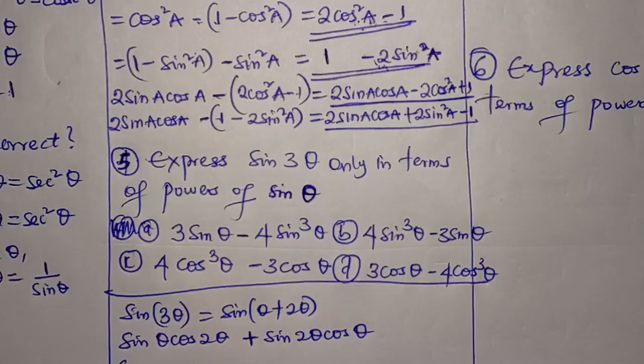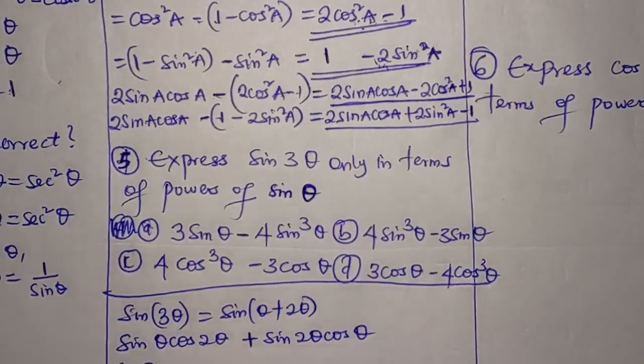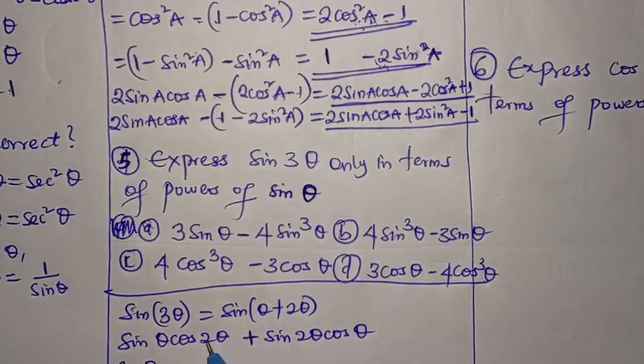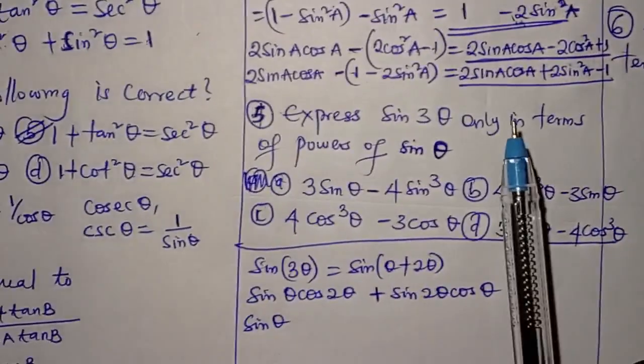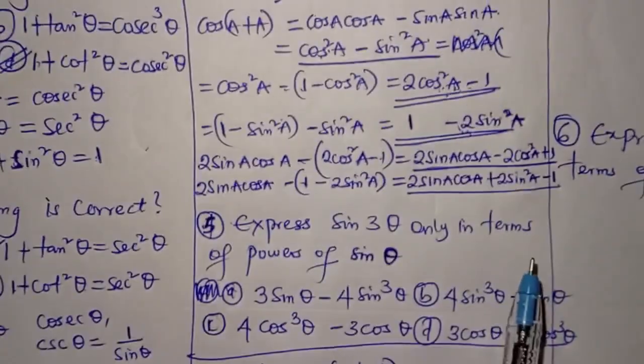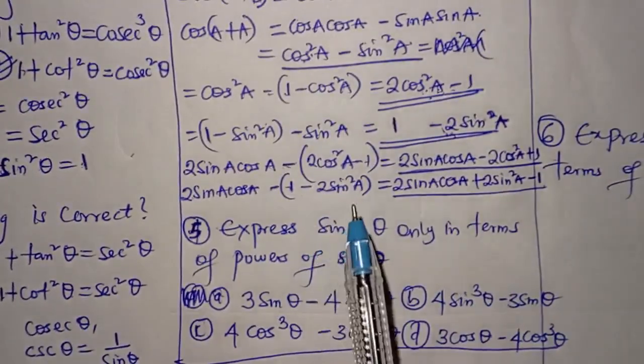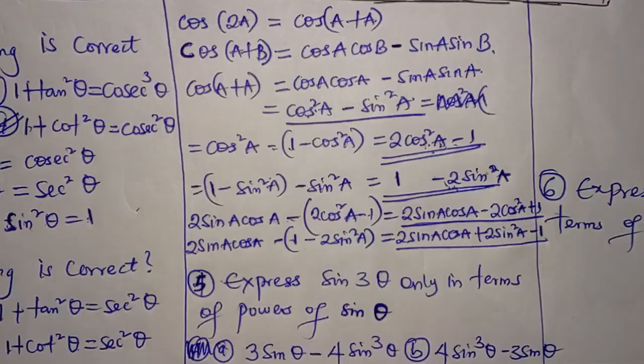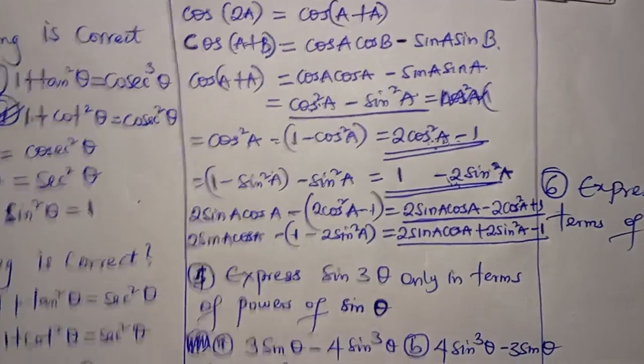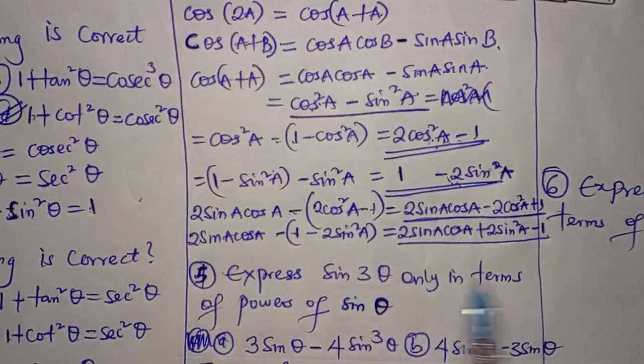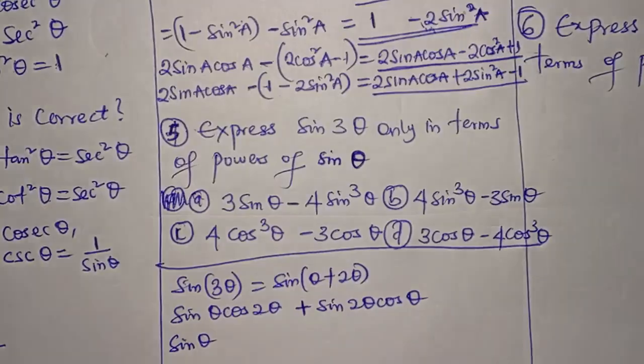Okay, so this is sine theta. Now remember, we have evaluated cos 2A before. Yes, we did that before, not quite long ago. We evaluated cos 2A. Good. They are asking us to express sine 3 theta in terms of powers of sine only. That means in the solution there will be no cosine.